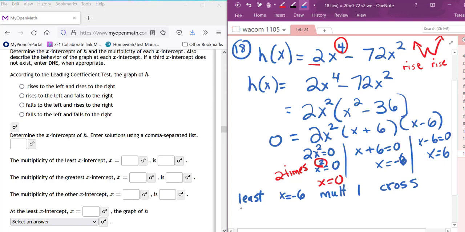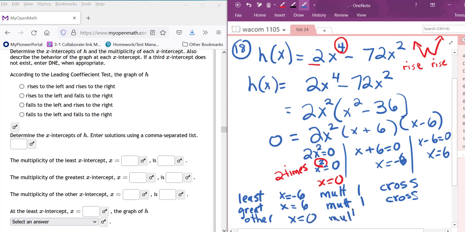The greatest one is x equals negative 6. I'm sorry, that's the smallest. That's the smallest. X equals positive 6 is the greatest. It is also multiplicity 1, and it crosses. The other 0 is x equals 0. This is multiplicity 2, and it will touch and turn. And we'll see if they ask more.